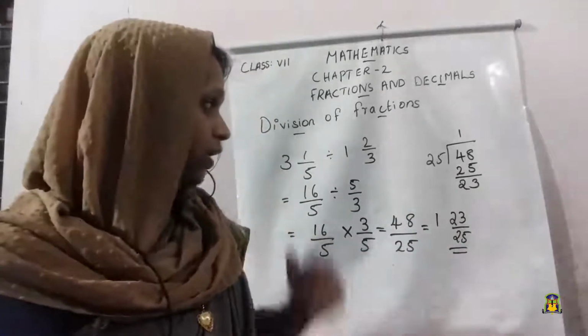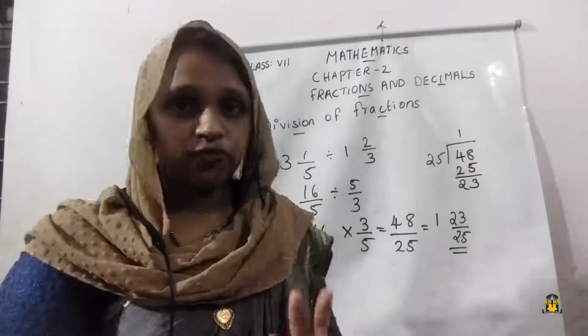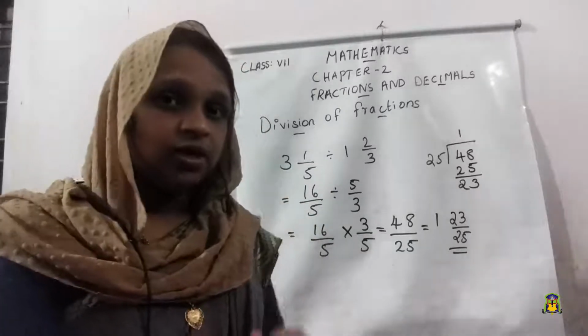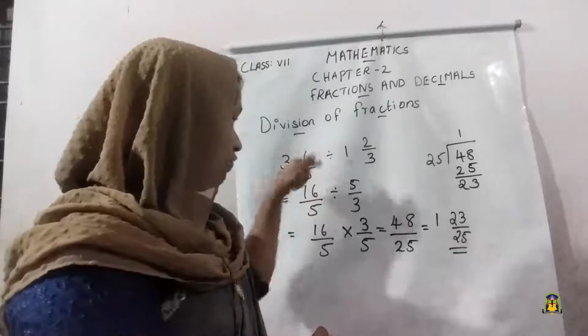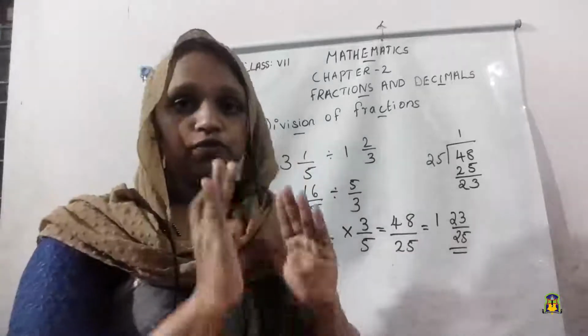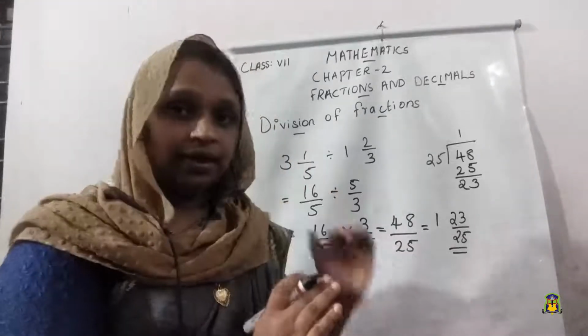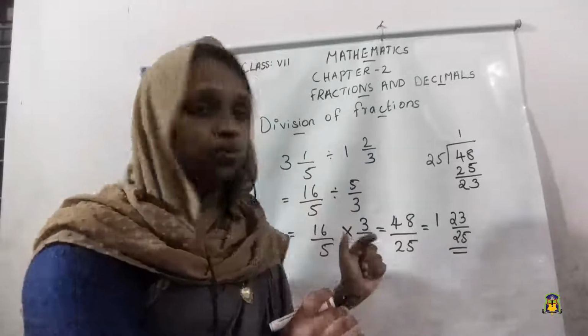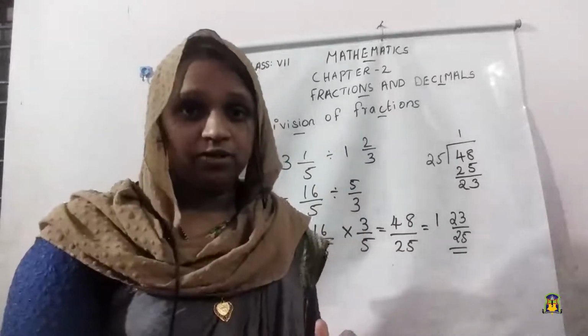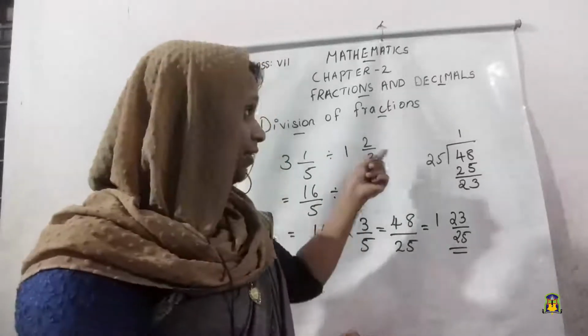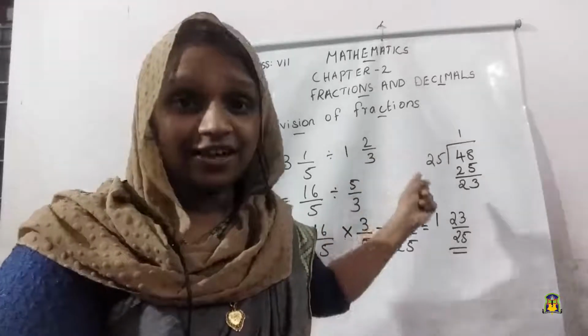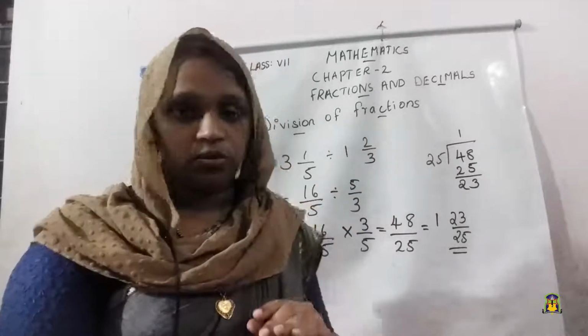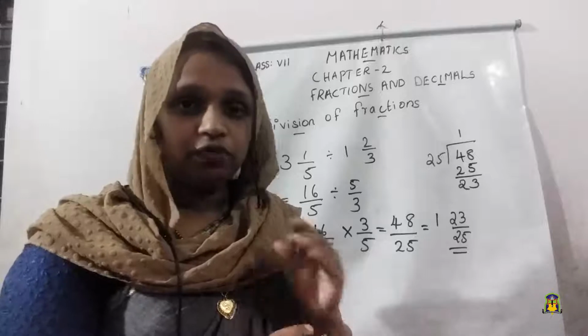So this way we are dividing the two fractions. That means first fraction, there is no change for first fraction. Then division change to multiplication. Okay. Next take the reciprocal of the second fraction. That is the main rule, okay, for division of fractions.